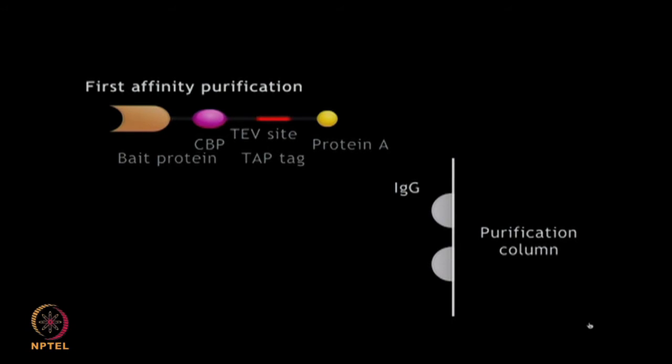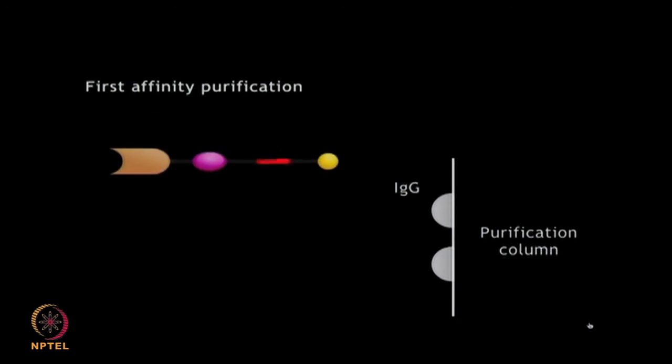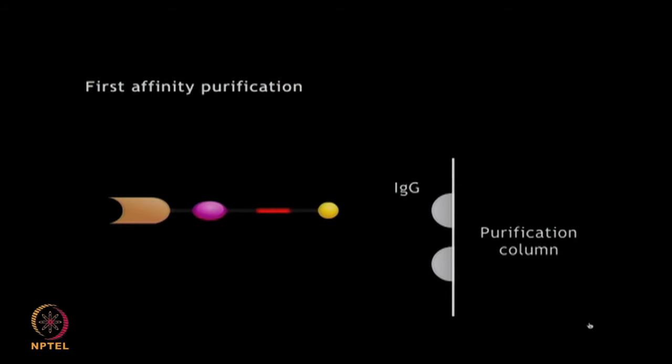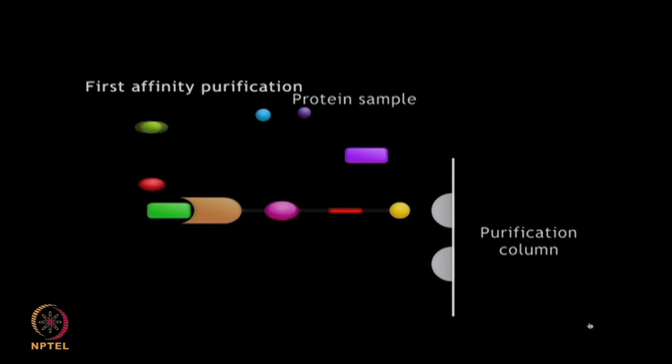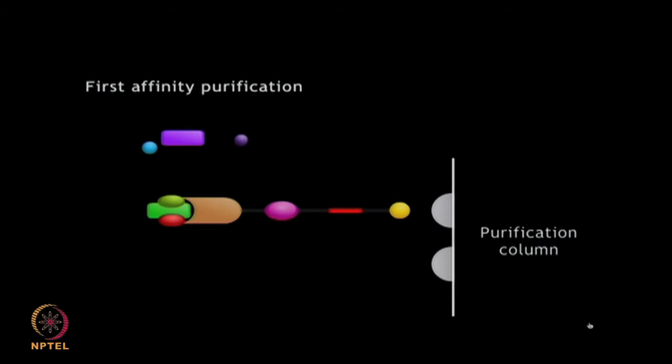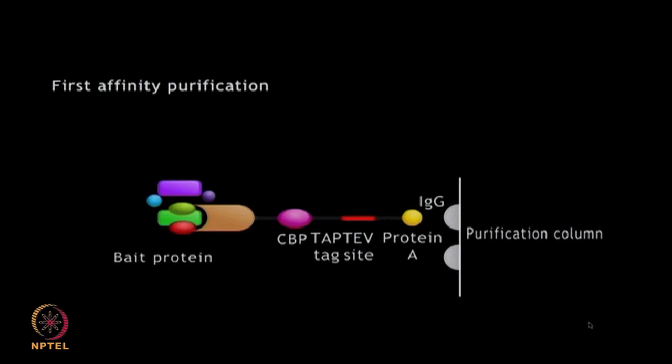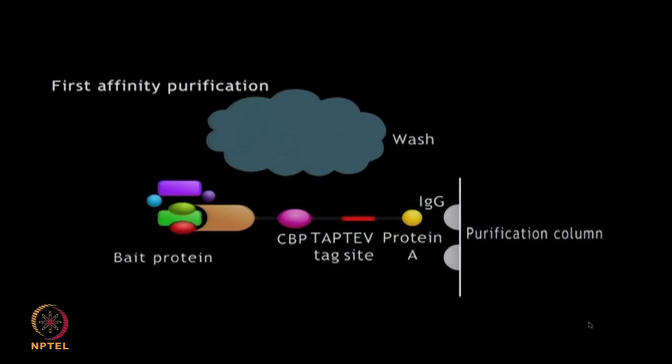The tag is then bound to the column through affinity interactions between protein A and IgG. The protein mixture whose interactions with the bait protein are to be studied is then added. Some of the proteins form a complex with the bait through specific binding interactions. The remaining unbound proteins are washed away.